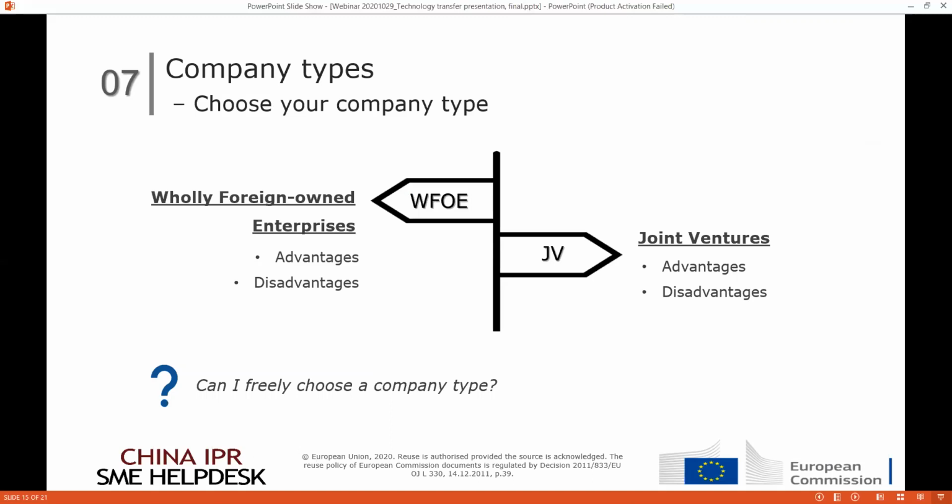You also have joint ventures, which are companies that are actually a combination of different companies, so you have more than one member by definition. The advantage is that they are less restricted. This means that they can have access to the vast majority of technologies. They can invest freely or more freely than wholly foreign-owned enterprises.